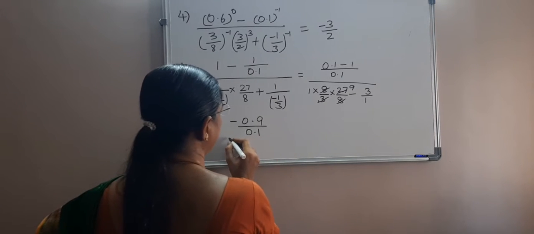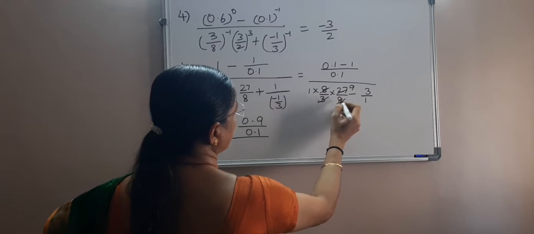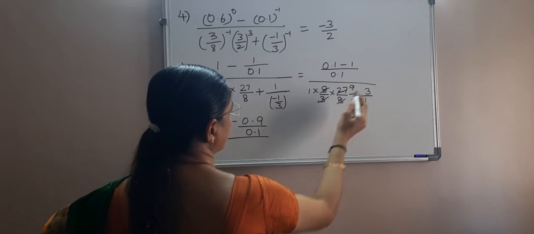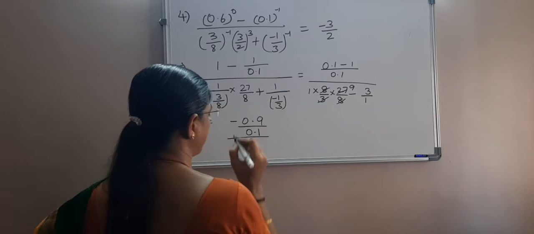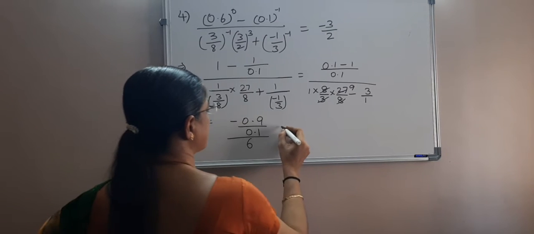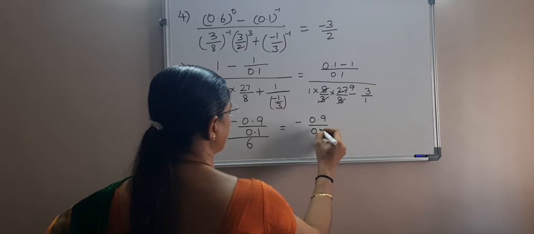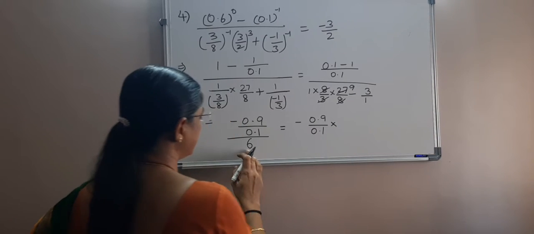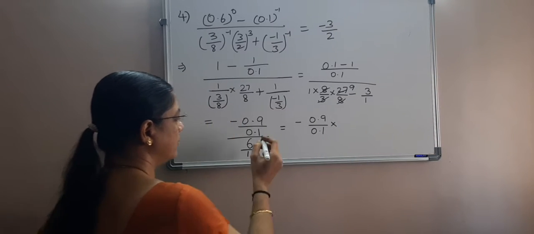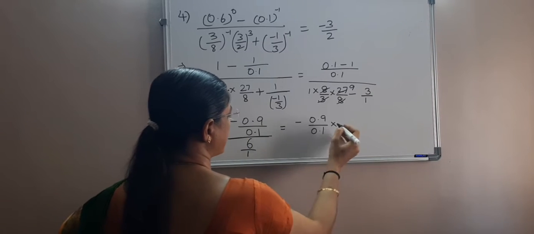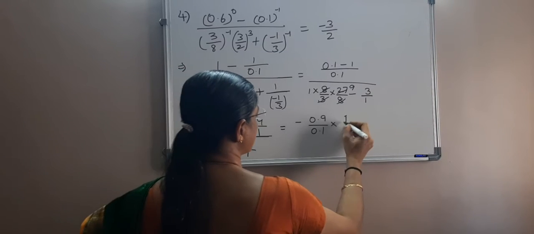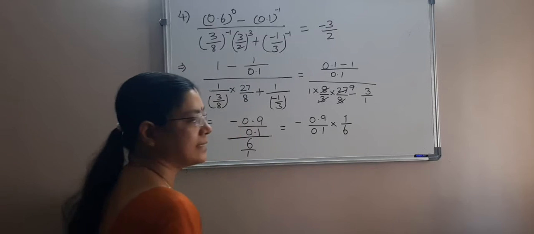Now here, divided by, all gets cancelled. You have 9 here, so 9 minus 3 is 6, isn't it? So now minus 0.9 by 0.1 into, now this 6 is 6 by 1 here. So this division, I am taking it as multiplication, and this becomes 1 divided by 6.